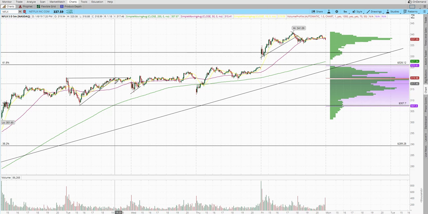However, Netflix had other ideas. Let's take a look at what happened. And so at 2:16, which is here, as Netflix pushed up, attempting to break out of this 320 level, I went short.